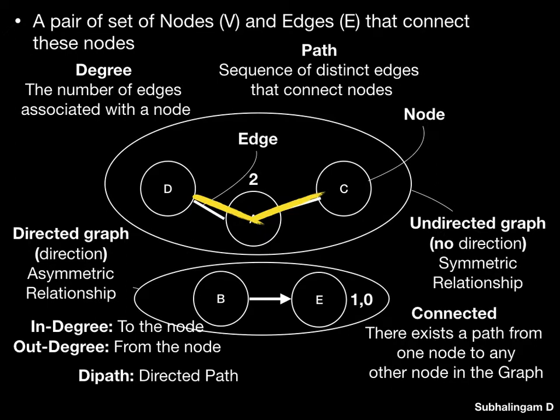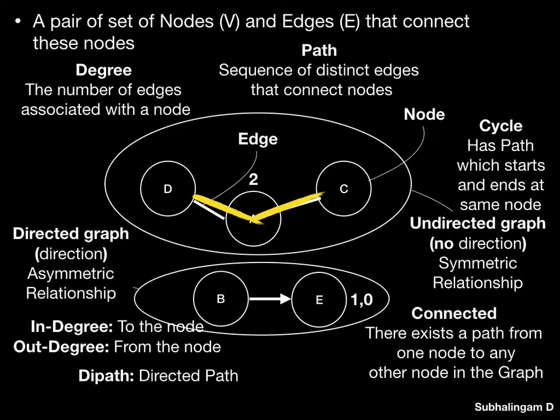Connected graph. A graph is called connected if there exists a path from one node to any other node in the graph. So in the top graph, there is a path from any node. Say you start from C, you can go to D, you can also go to A. So it's an example of a connected graph.